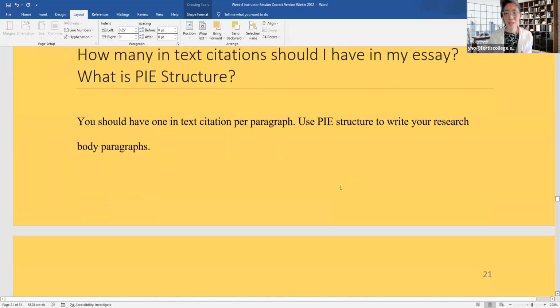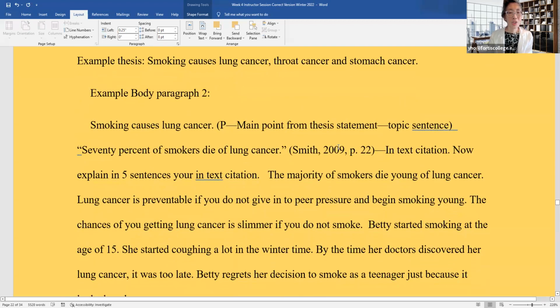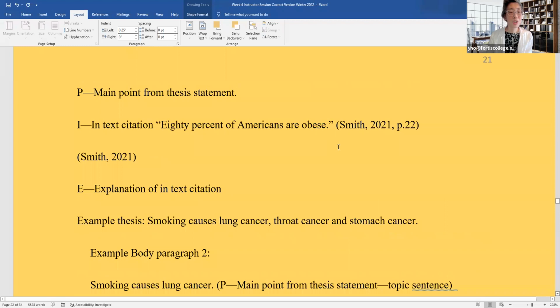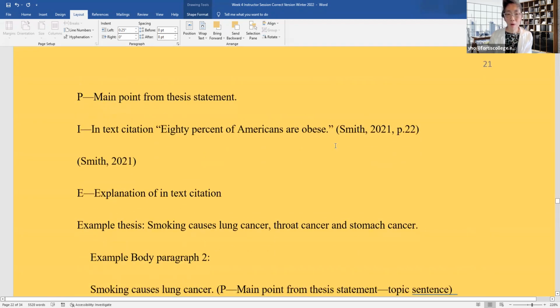An in-text citation is when you use APA to back up what you say. Because basically when you write an essay, you're making a claim and then you want to back that up with credible evidence. Credible evidence is when you take statistics, medical facts, or historical facts from other sources to back up what you say. Now a lot of students, and so I use PIE structure. What is PIE structure? That means that you use only 1 in-text citation per paragraph.